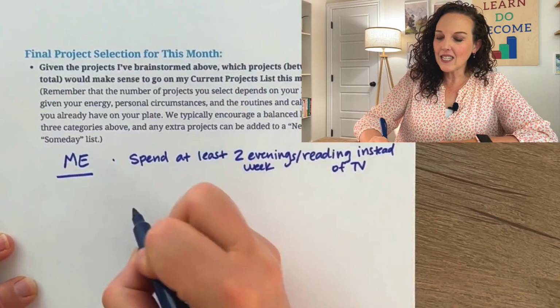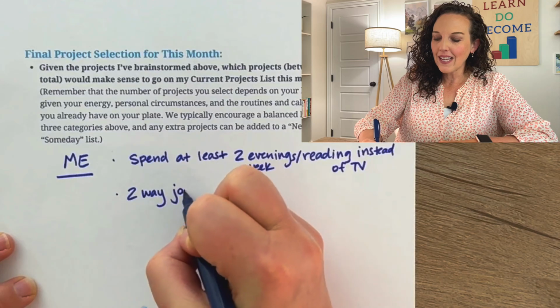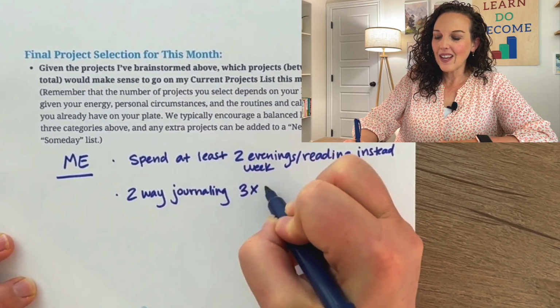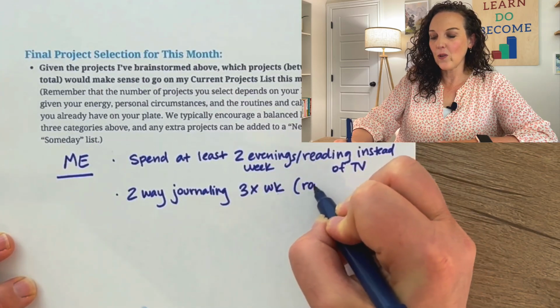All right, next is I'm going to do 2-way journaling. I'll say 3 times a week, and that's a routine that I am establishing. Okay, so both of these essentially are routines I'm establishing, but the nice thing is when you do it and you really make an effort, then it can go into routine mode. So I won't stop doing those things necessarily. I'm just going to not have to focus on it so much.